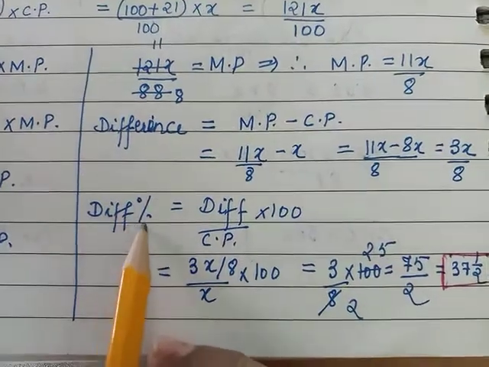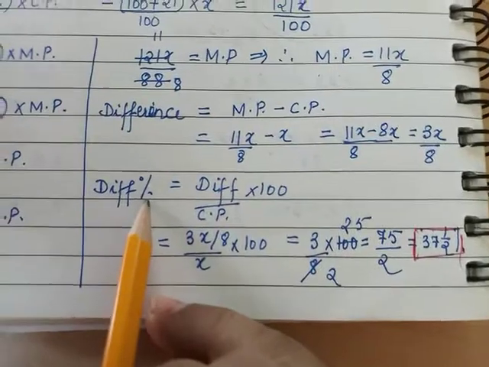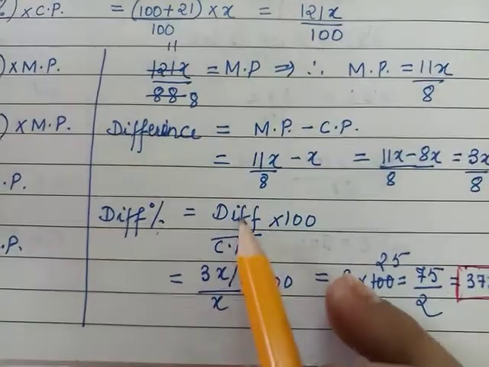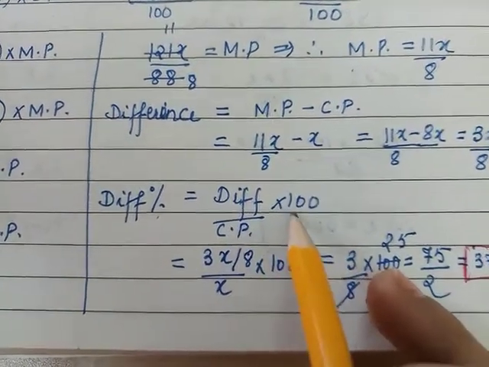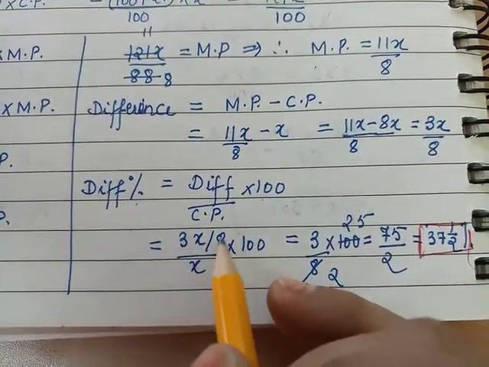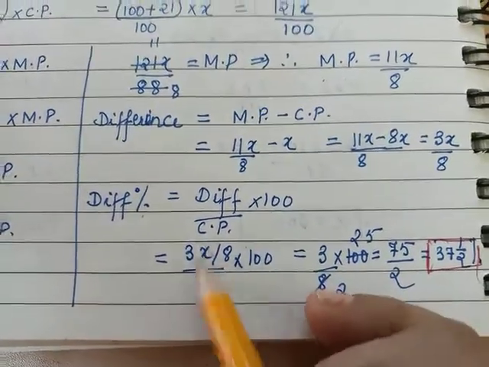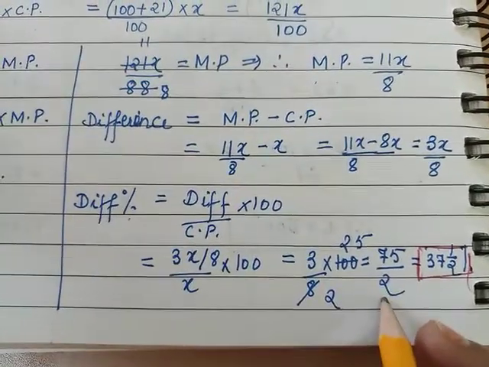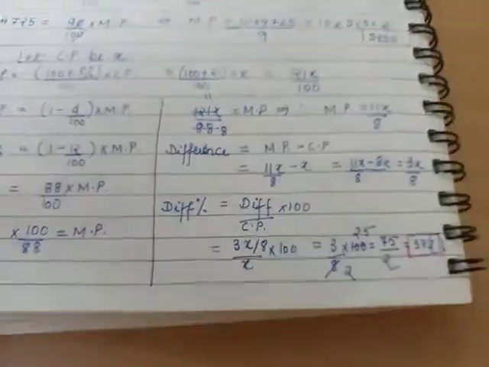As we are calculating the difference percent, by what percent is the mark price above the cost price, as we are looking for the percent. So we find the difference, and as we are comparing it with cost price, we write difference upon CP into 100. So when we substitute the value, that is 3X upon 8 upon X into 100, 8 comes in the denominator, X and X get cancelled, into 100, and we cancel it out. That becomes 75 by 2, that becomes 37 whole 1 by 2.